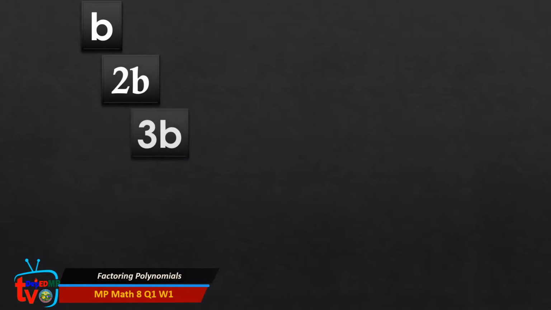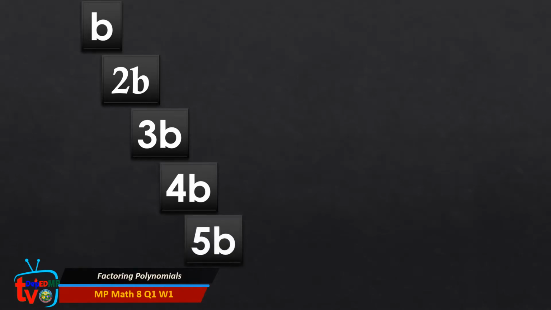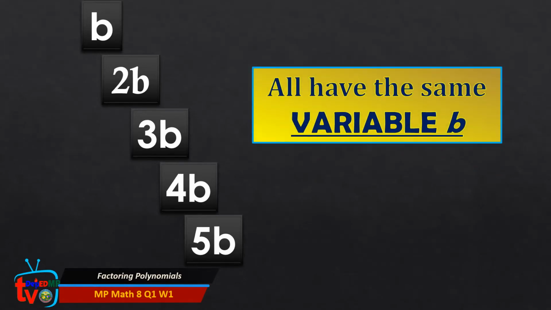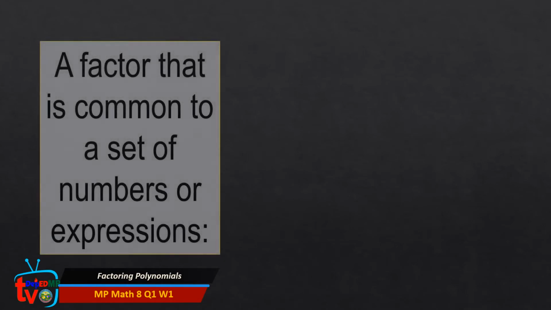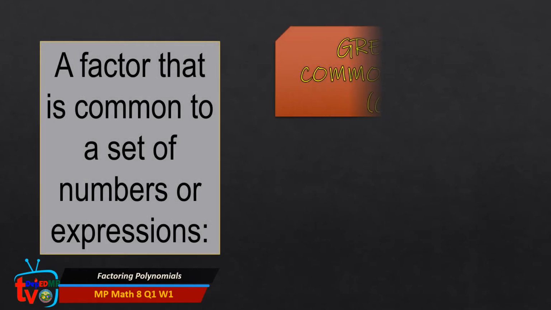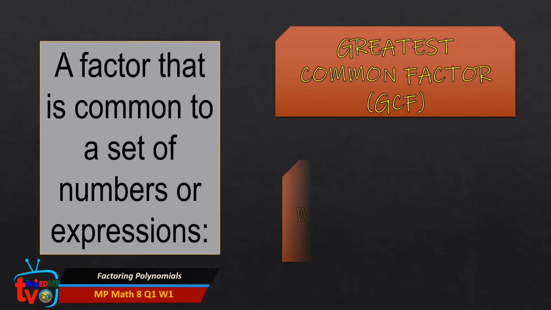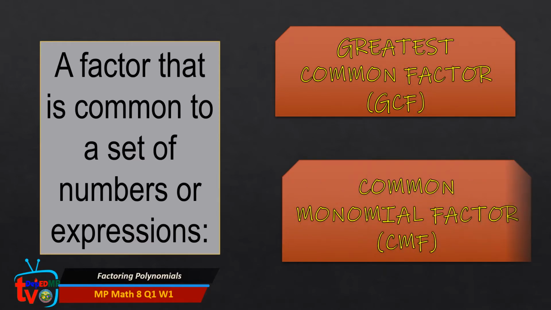Let us have another set of expressions: b, 2b, 3b, 4b, and 5b. What is common to the given expressions? They all have the variable b. Therefore, the common factor of the given expressions is b. What do we call a factor that is common to a set of numbers or expressions? We call it the greatest common factor, GCF, or common monomial factor, CMF.